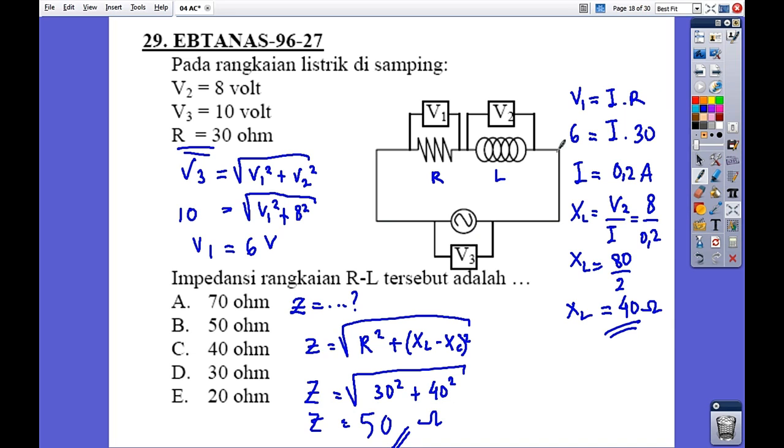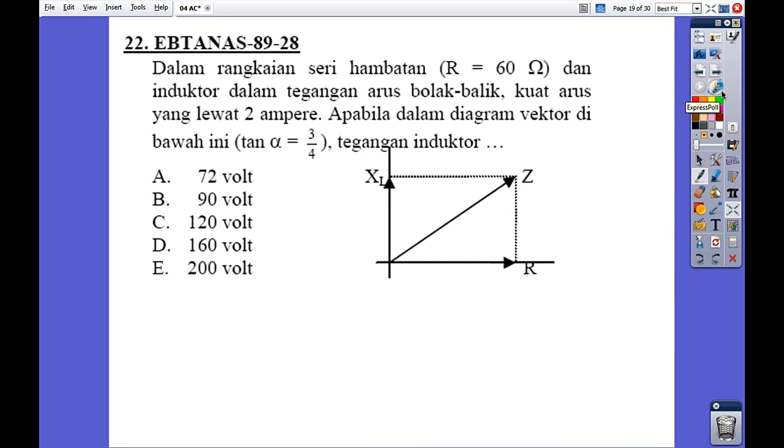Now, for the next question, in the circuit there is R connected to an inductor and connected to an AC source. The current is 2 ampere. If the vector diagram below shows that tangent alpha is 3 over 4, what is the voltage of the inductor?